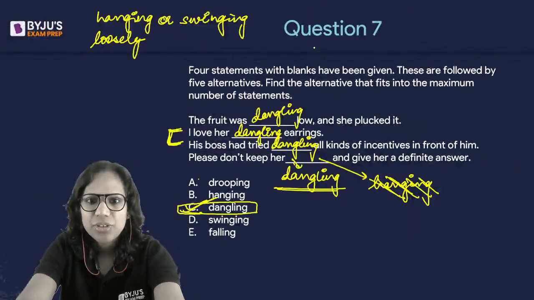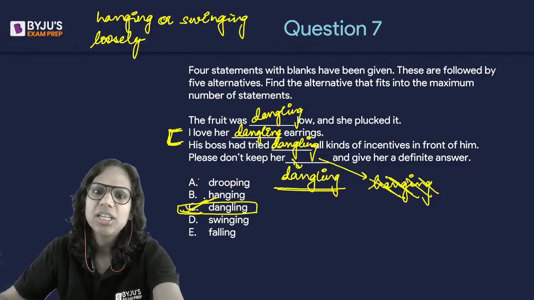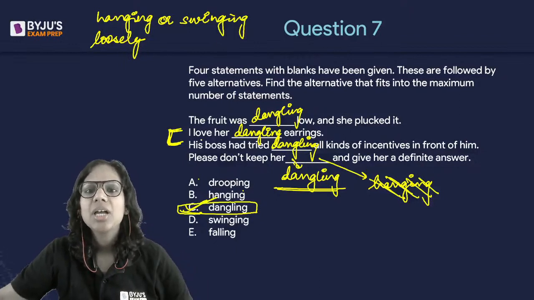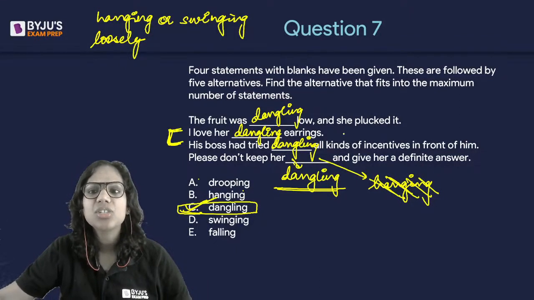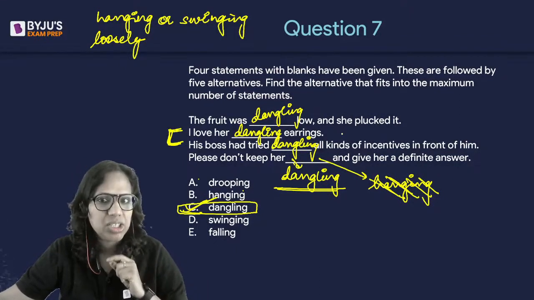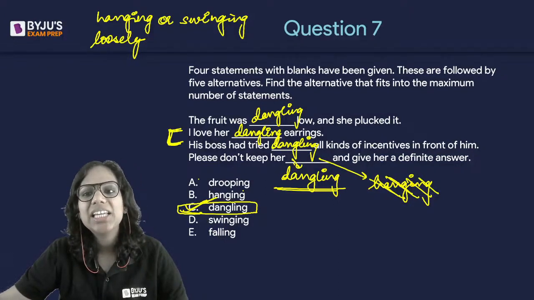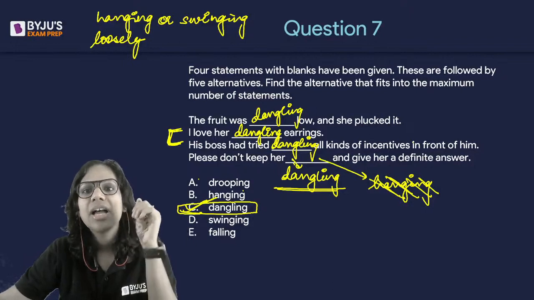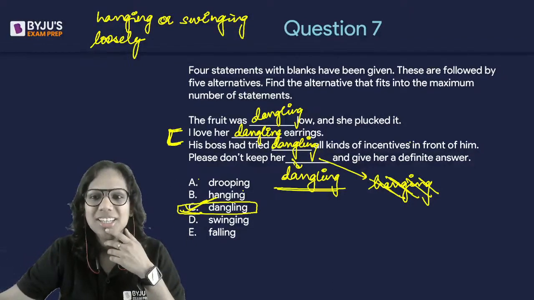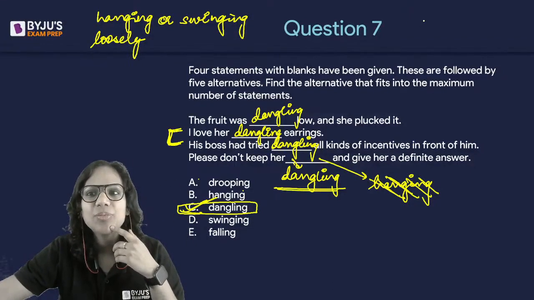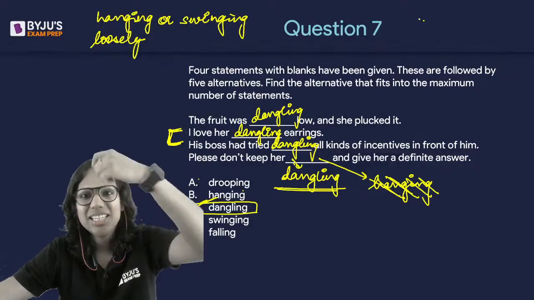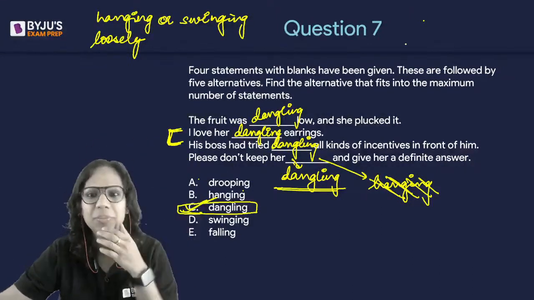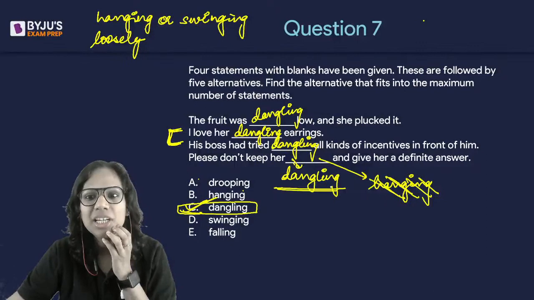For question 7, option B cannot be the answer. Why? Because hanging earrings is not as appropriate as dangling earrings. Similarly, dangling an incentive makes much more sense, dangling a carrot rather than hanging a carrot in front of him. Hanging a carrot gives the impression that you hung it in front of him and left. Dangling is that you are actively showing it to him. Please don't keep her dangling.